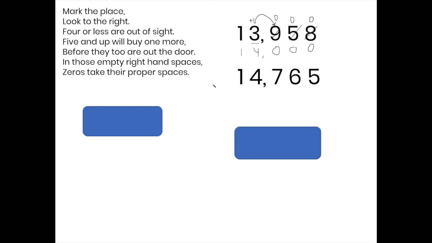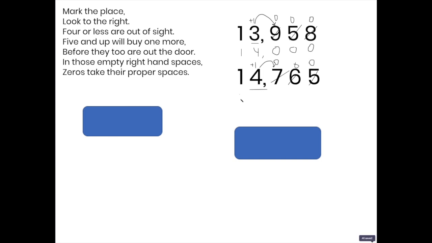All right, so I'm going to go ahead and show you what the correct answer is. So you need to be checking your board or your paper to make sure that you've done this correctly. Rounding to the nearest thousands place. Mark the place, look to the right. 4 or less are out of sight. Is 7 4 or less? Nope. 5 and up will buy one more. Check your paper, check your board. Did you put a +1 above where you've marked? Before they too are out the door. Everything's out the door to the right of where you've marked. In those empty right-hand spaces, zeros take their proper spaces.